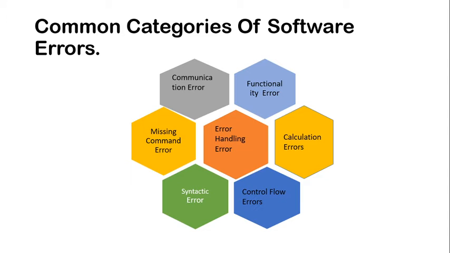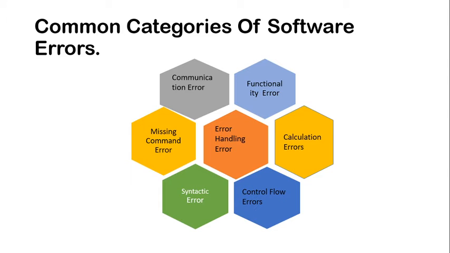The first one is the functionality error. A functionality error is when the software does not work according to its function. For example, the expected functionality for a cancel button is that the active window should get closed and none of the changes should be saved. If the cancel button is not clickable, then it is a functionality error.